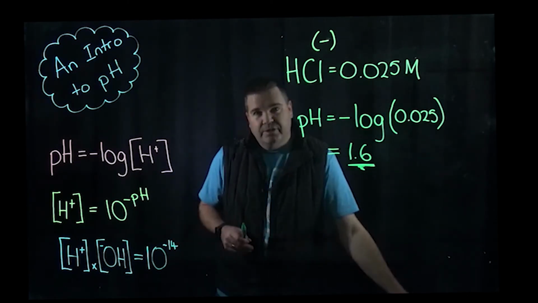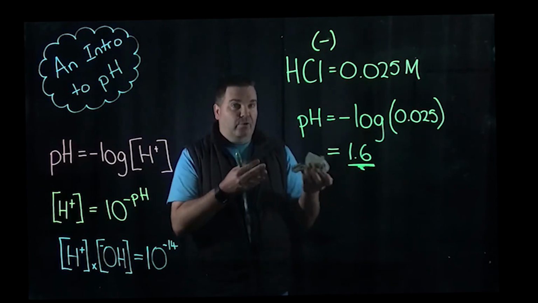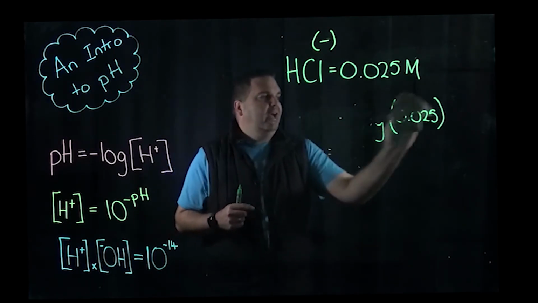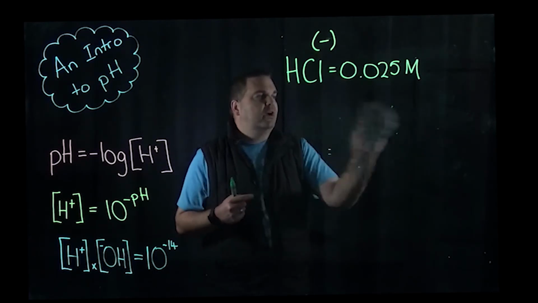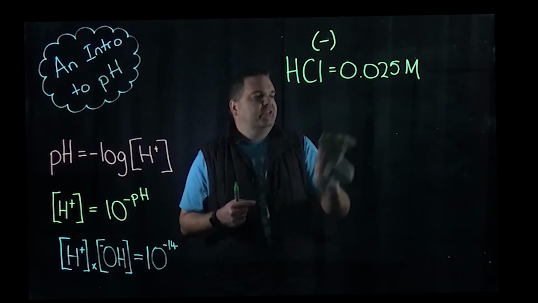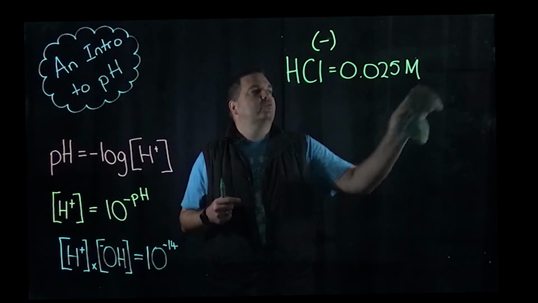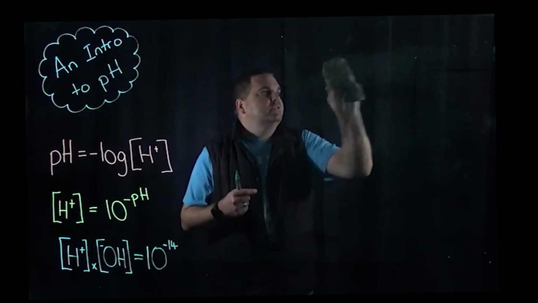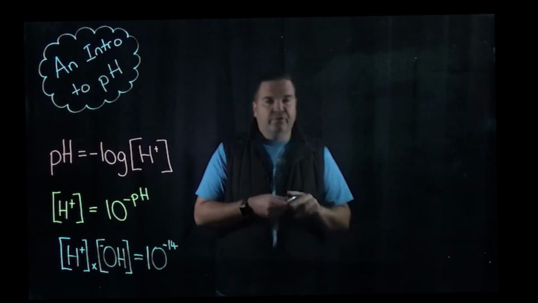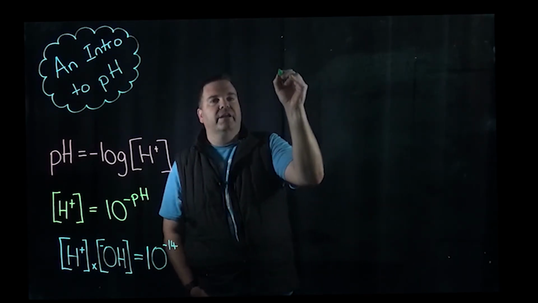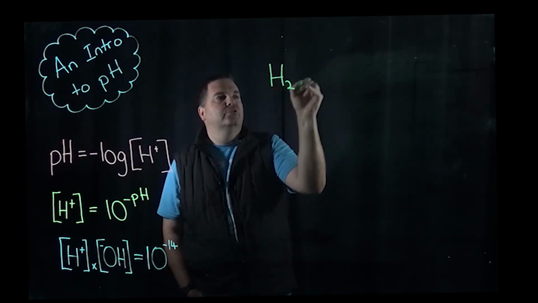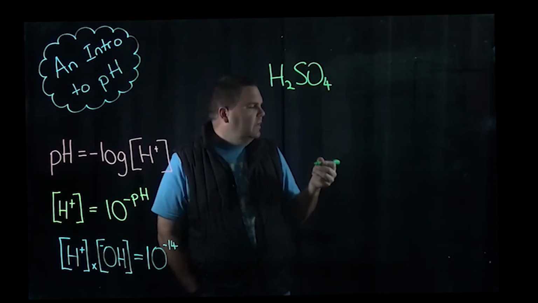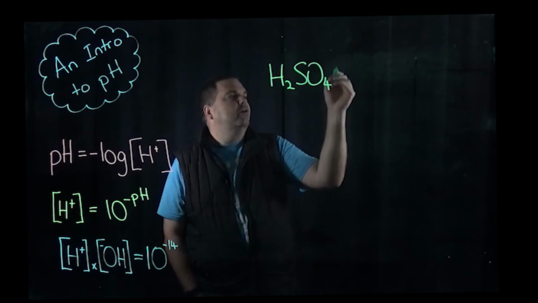Now, that's fairly straightforward, hopefully, but there is one little trick you have to remember. If you have a diprotic or triprotic acid, a diprotic acid is something with 2 protons in the formula, and a triprotic acid is something with 3 protons in the formula. An example of a diprotic acid would be sulfuric acid, H2SO4.